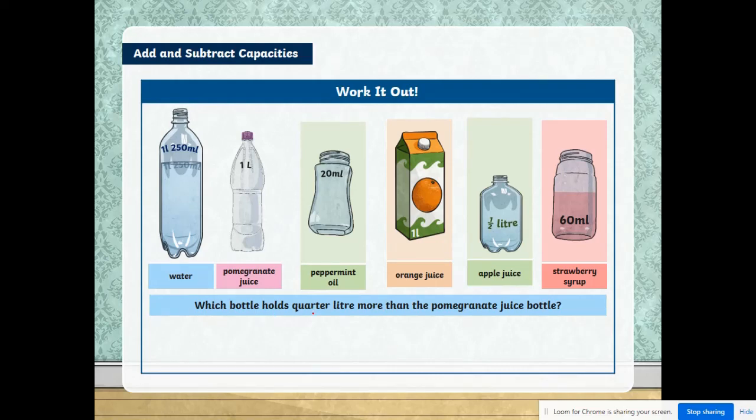Now, which bottle holds quarter liter more than the pomegranate juice bottle? Pomegranate juice bottle is 1 liter. Now, which among the other bottles holds quarter liter more than this? We know that quarter liter is nothing but 250 milliliters, correct? And pomegranate juice bottle is 1 liter. So let's see how much would be 1 liter plus this quarter liter.